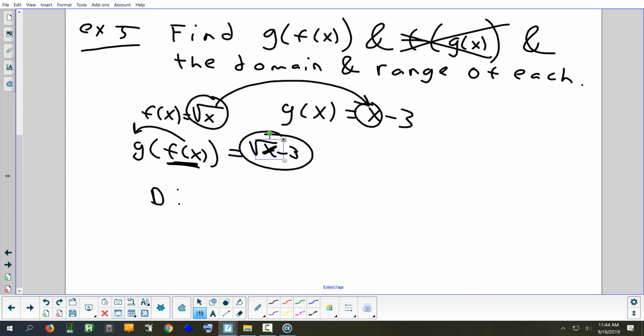Yeah? Greater than or equal to 0. It's exactly the same restriction that you got from the inside function. The inside function had to be greater than or equal to 0. The composed function has to be greater than or equal to 0. So the domain is just greater than or equal to 0. You didn't get any new restriction here. So greater than or equal to 0. All right, now let's do the range.